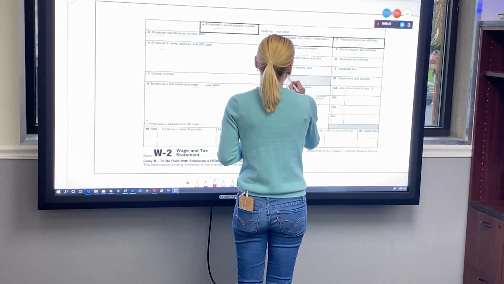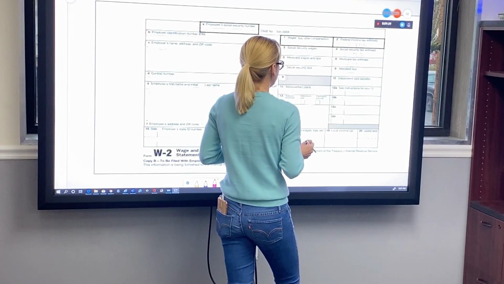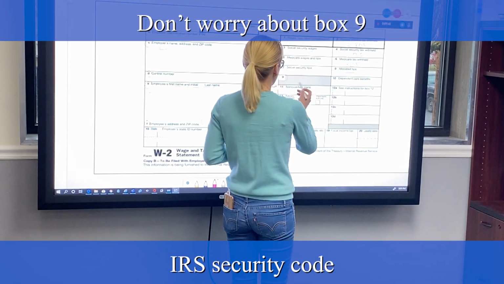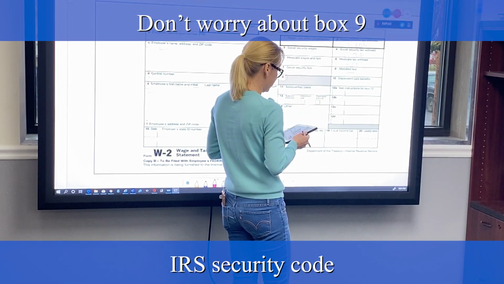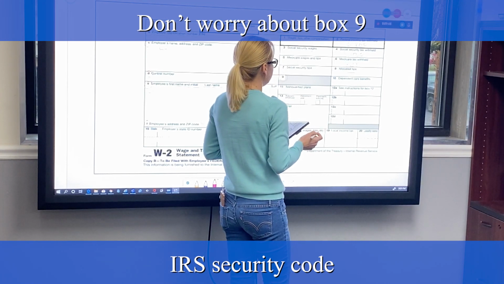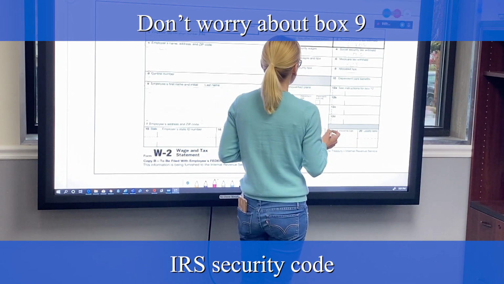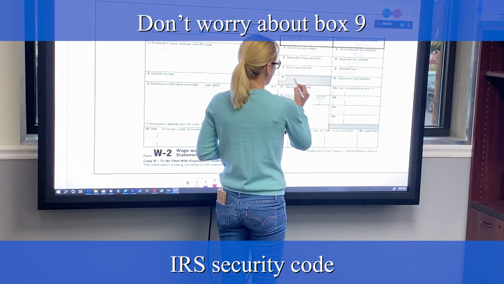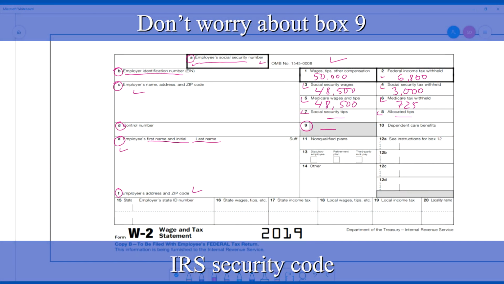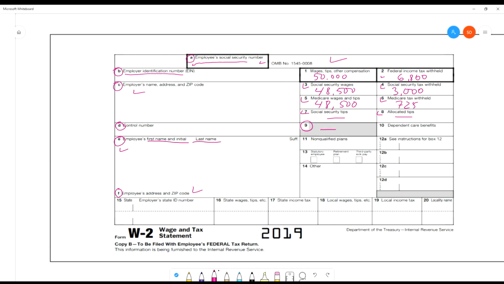Box number 9 confuses a lot of people, and at this point I've seen it only blank, but it's a relatively new item. It's possible that you could see a 16-digit code in it. That code is part of the growing security measures to assist the IRS with verifying that the form is authentic. Let's get to box number 10.